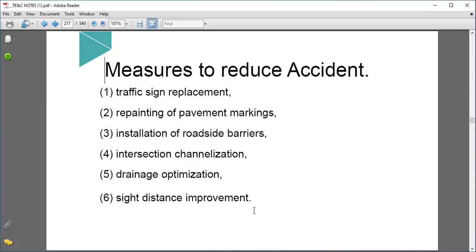Okay, so these are the measures to reduce the accidents. That point we have completed over here. Now we'll move towards the next point, that is the MCQs which are based on today's topic. After finishing these MCQs, we'll stop here for today's lecture. This is our last lecture of this Traffic Engineering and Control.